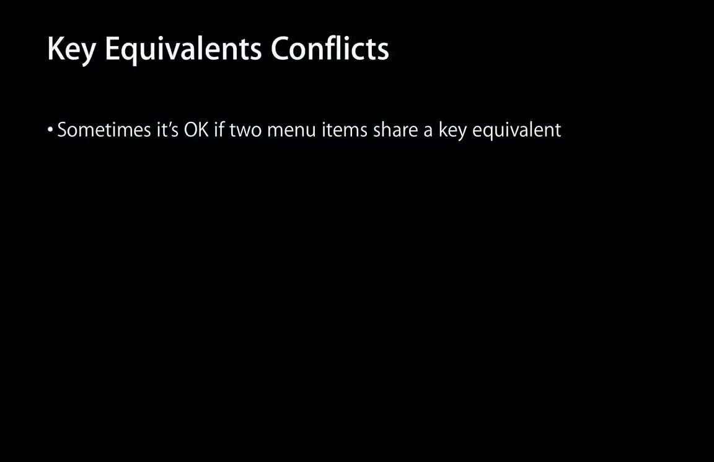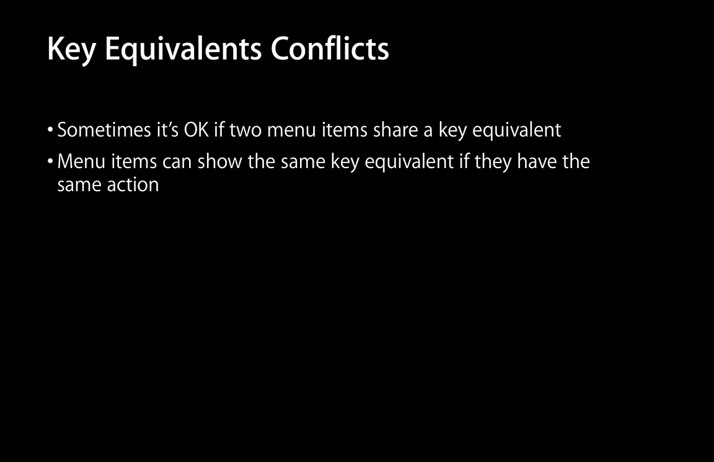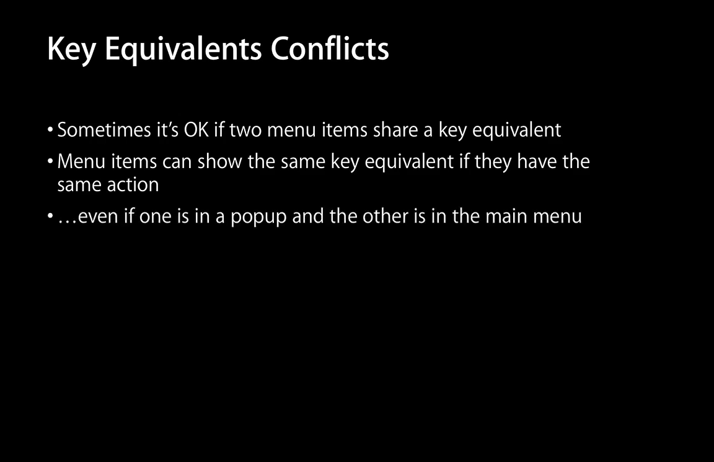So as we saw with italic, sometimes it's OK if two menu items share a key equivalent. It's OK when they sort of do the same thing. In that case, there's no confusion if they both show it. To indicate to AppKit that it's OK if these two menu items have the same key equivalent, you can give them the same action. They don't need the same target. They just need the same action. And that's true, as we saw, even if one is in a pop-up and the other is in the main menu. They can be widely separated.